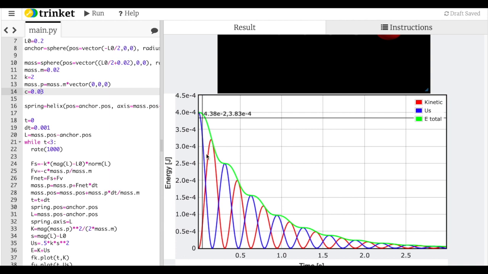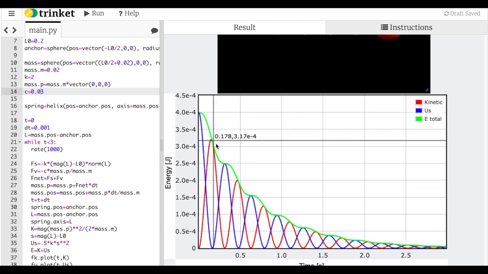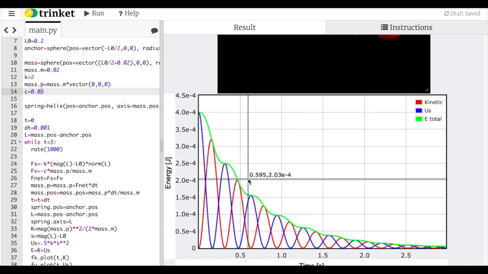So you can see that both the kinetic and the spring potential energy died down. It did lose energy because it's losing energy to the oil. So it's interacting. There is work done on it in this case. So that's a pretty good graph. Okay, so we have the damping down.